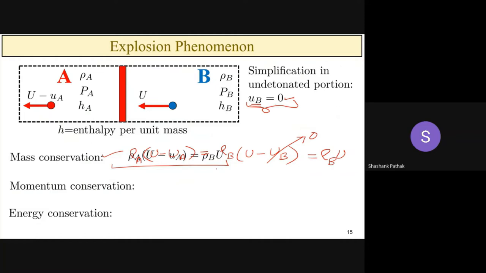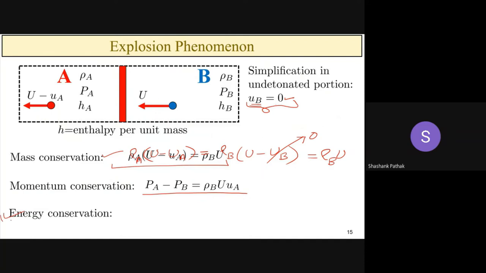In momentum conservation, what was your momentum conservation equation? Just see in the previous one; if you have written it, you will find it. Otherwise, you can directly see here: PA minus PB equal to rho B U into UA, if you put UB equal to zero in that equation.